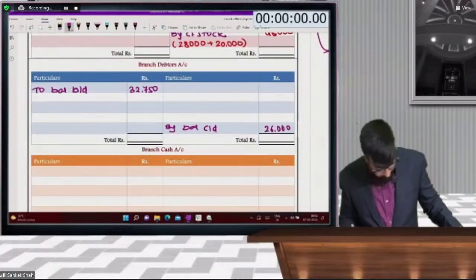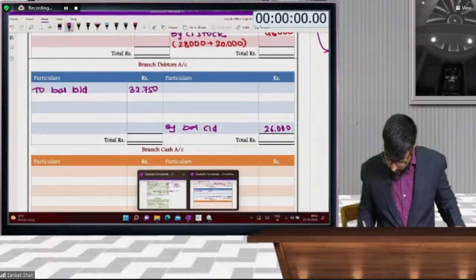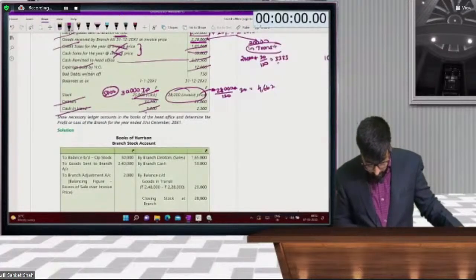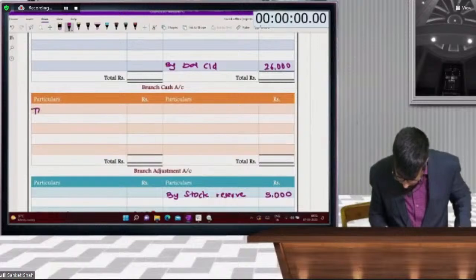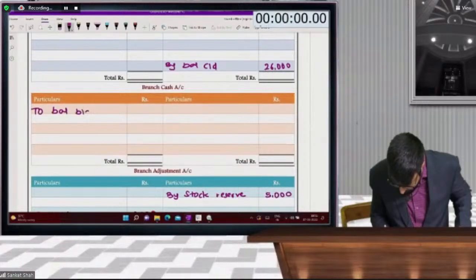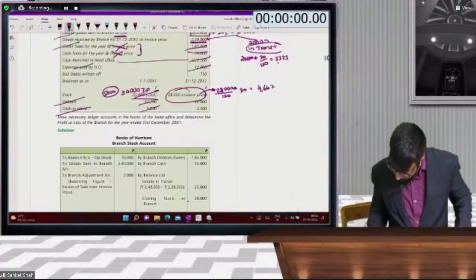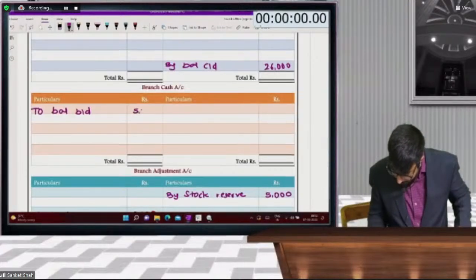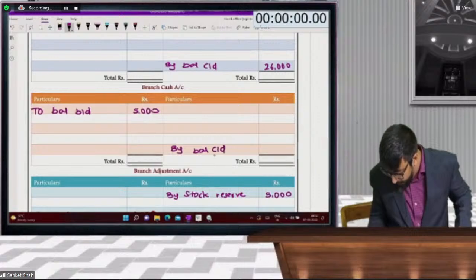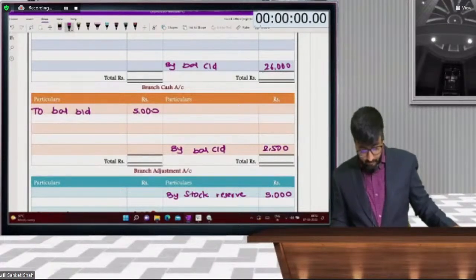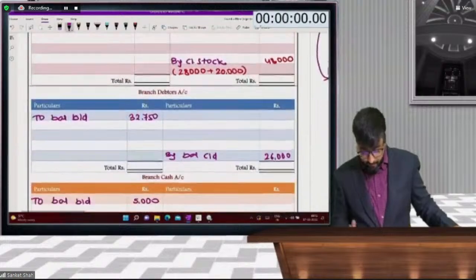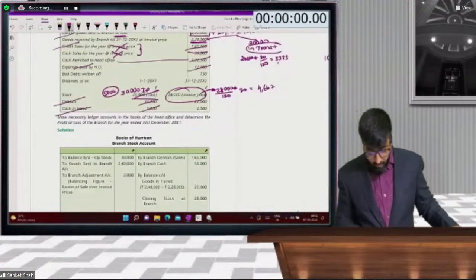26,000. Then cash in hand, to balance brought down, $5,000, and by balance carried down 2,500. Okay. Now one by one.